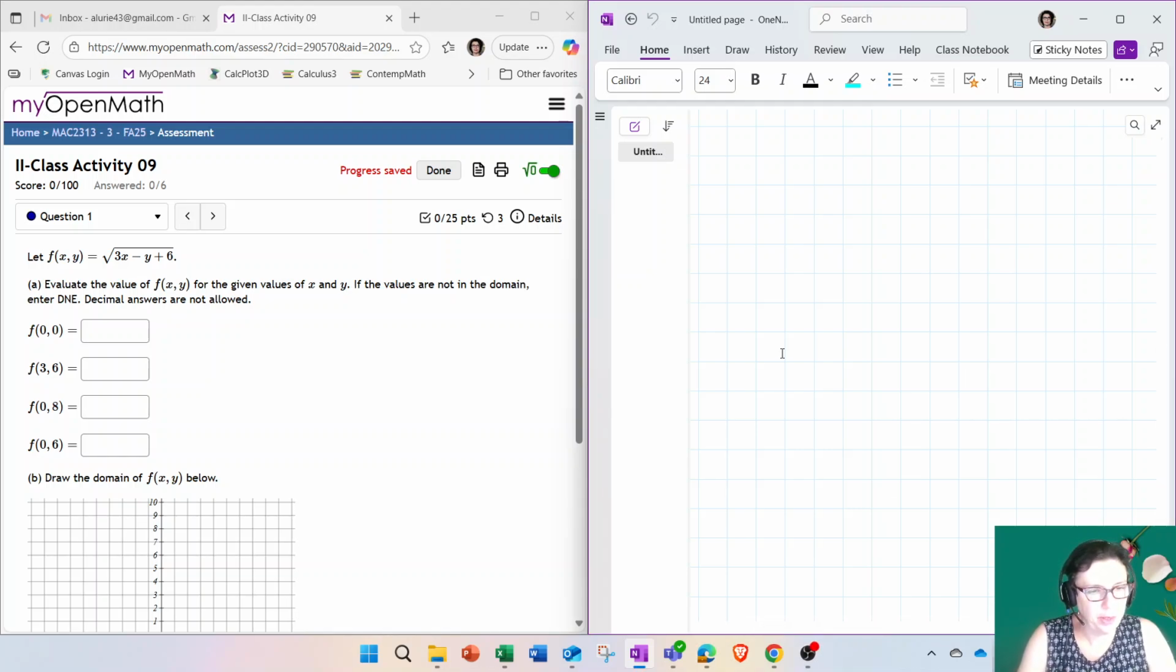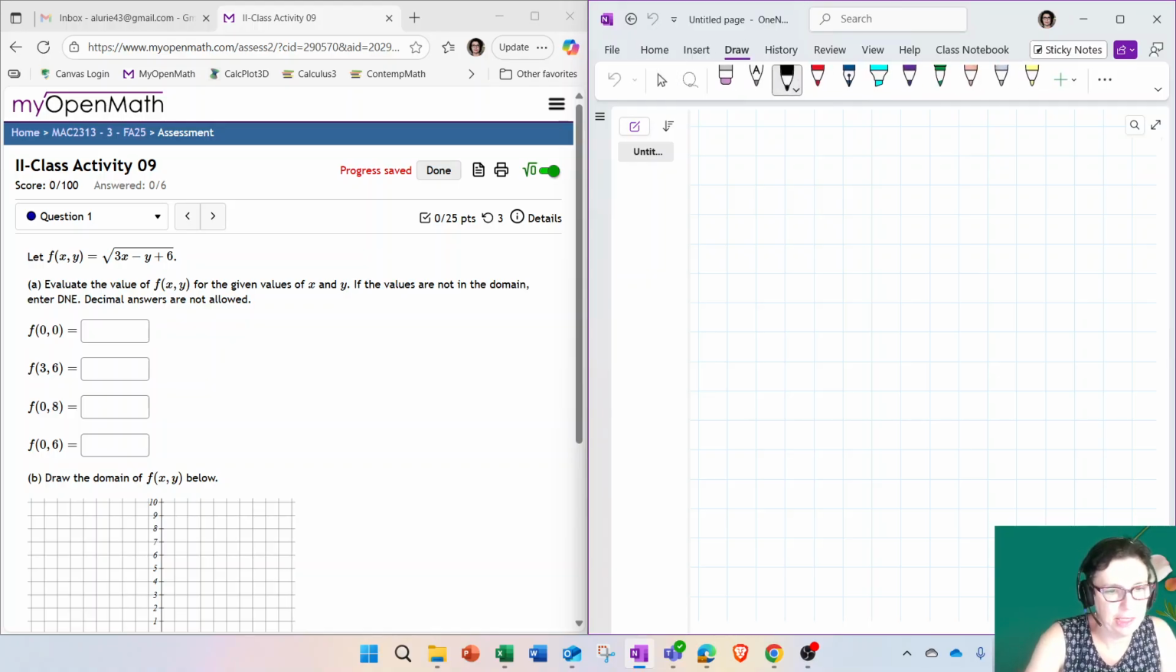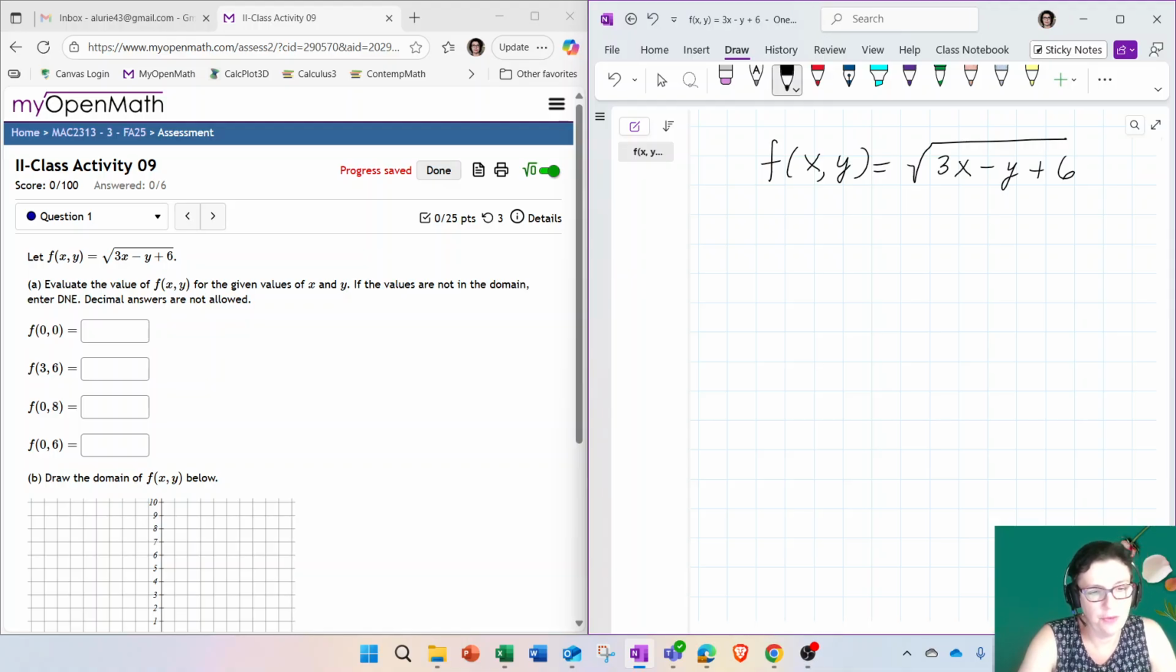Okay, guys, let's talk about the evaluation of a function and also graphing the domain. So the basic idea here is that if you want to evaluate a function of two variables, you just need to plug in the values of x and y. And if the value is undefined, you're going to just type DNE. Now remember that square root is only defined for positive numbers or 0. So if you get a negative number, that's going to be undefined.